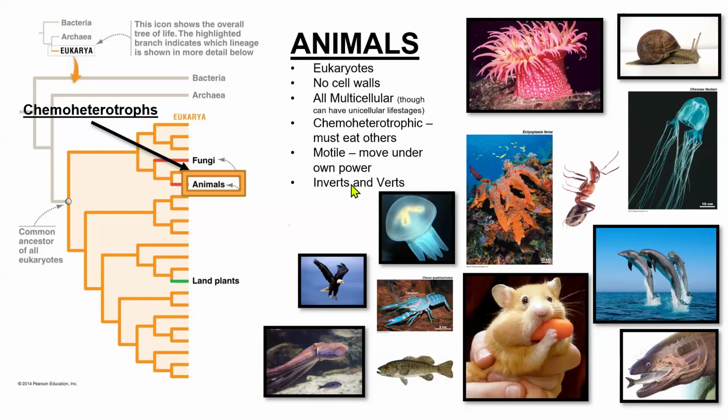Animals, hopefully you all know by this point, are all eukaryotes. They don't have cell walls. They are all multicellular. They are all chemoheterotrophic. They all have some life stage that is motile, in other words, it can move under its own power. It includes invertebrates and vertebrates, so things with backbones and without backbones.